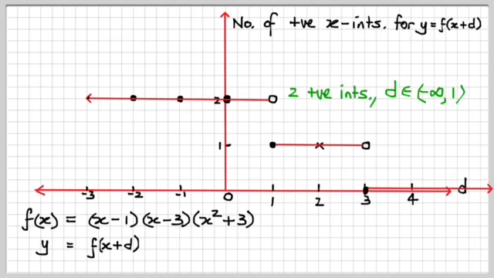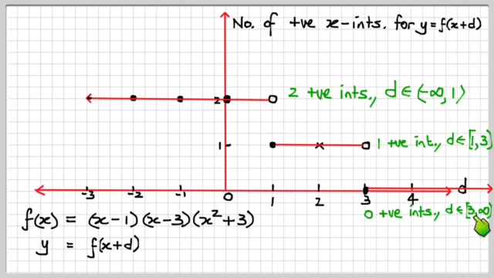So there it is. You've got 2 positive x-intercepts there where d is in that domain, okay? You've got 1 positive intercept when d is in there, and you've got 0 positive x-intercepts where d is from 3 inclusive up to infinity. Okay, so that might help you. You can sketch that out fairly quickly just by drawing a little picture and picking specific values of d. It might clear up your mind.